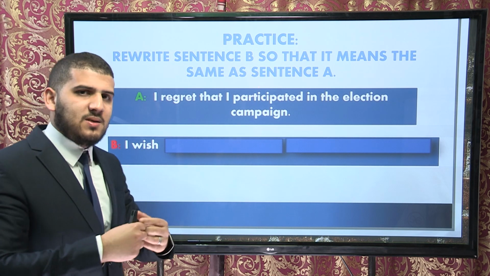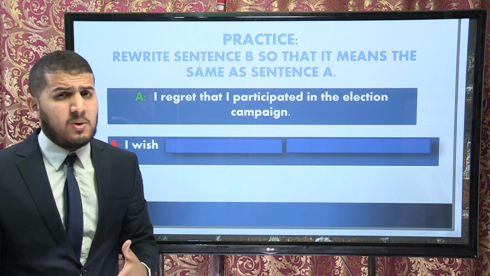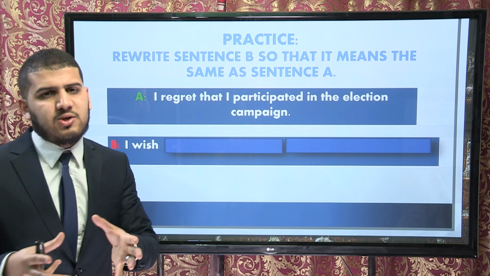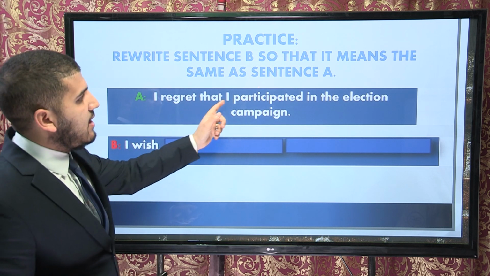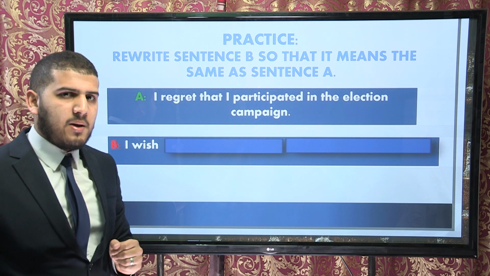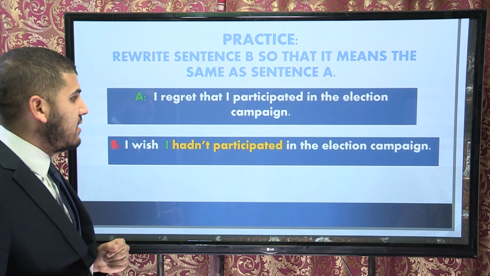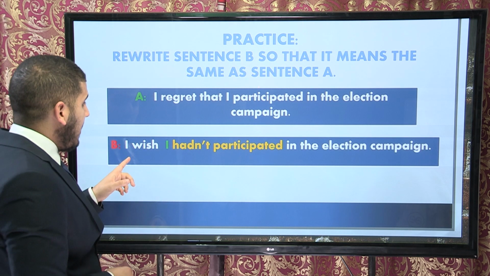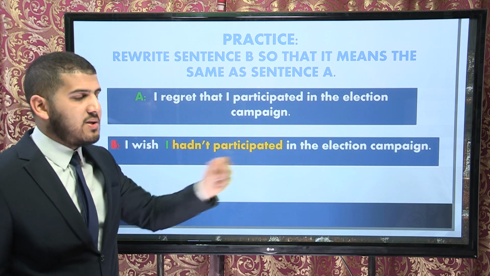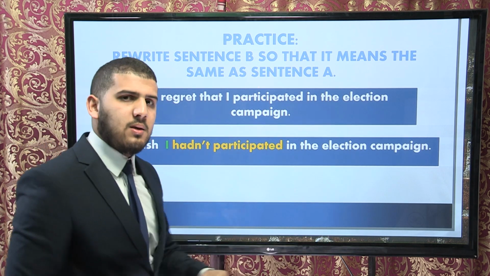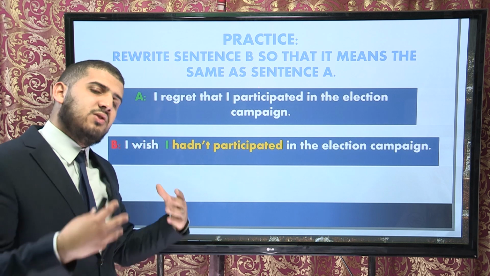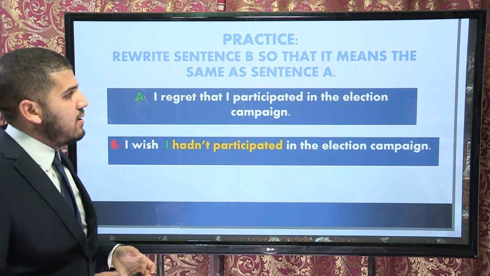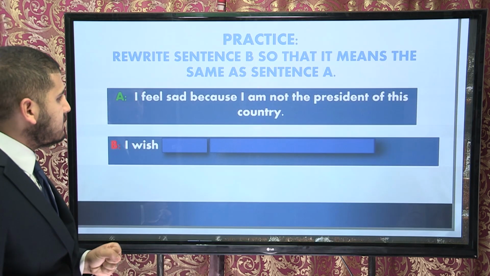So what is the rule of expressing wish in the past? It's I wish plus subject plus past perfect. So I regret that I participated in the election campaign. Therefore, we are going to have the following answer. I wish I hadn't participated in the election campaign. Expressing wish in the past. Expressing regret in the past. We move on to the next one.